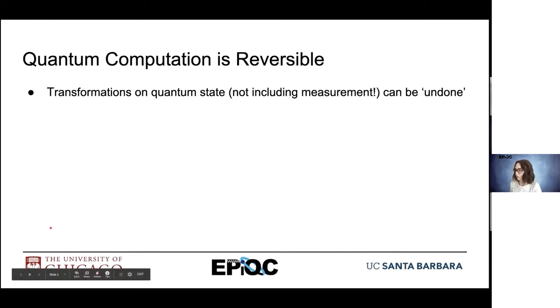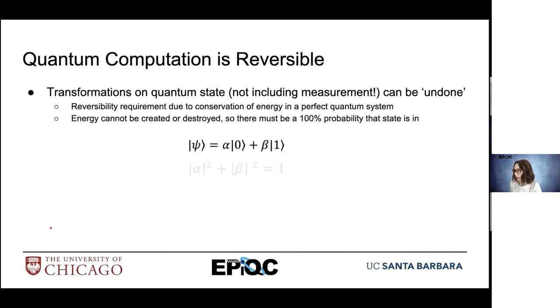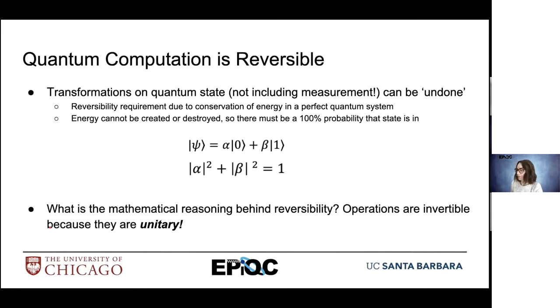So quantum computation is reversible, as we've talked about, in the sense that we are able to recover output states. And one of the big takeaways of why quantum computation is reversible is because it conserves energy. So because energy cannot be created or destroyed, there must be 100% probability that the quantum state is either in ket 0 or ket 1 when we're talking about a single qubit. So because we have a 100% chance that we're in either one of these states, we have to make sure that our quantum operations respect that, and they do, and they are unitary. And because they're unitary, they are invertible.